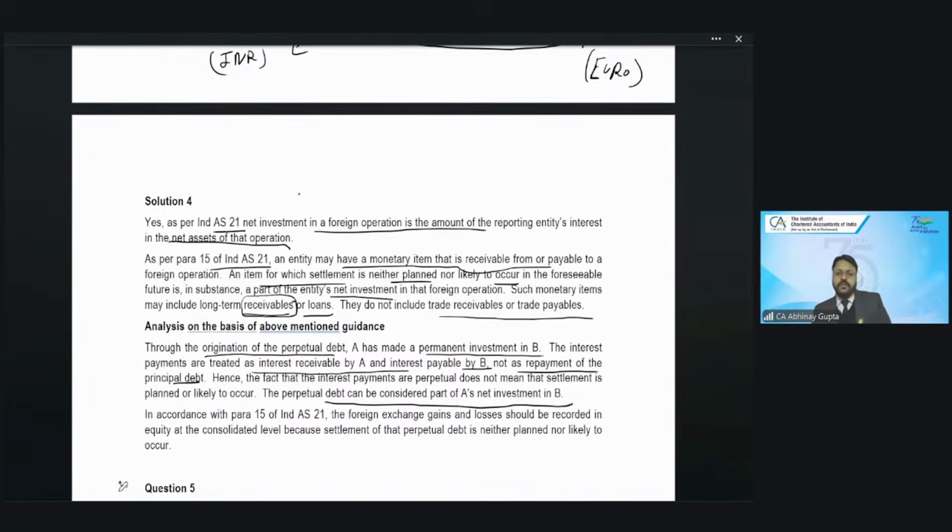In accordance with para 15 of Ind AS 21, the foreign exchange gains and losses should be recorded in the equity at the consolidation level. Correct? So it will be recorded in equity directly. Clear? Yes, sir. Clear. Any questions? Any doubts? No, no, sir.